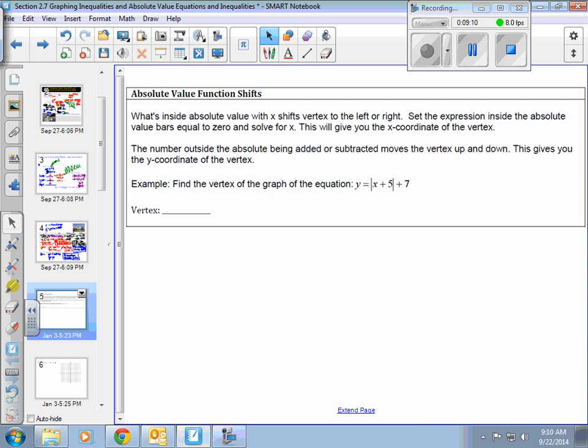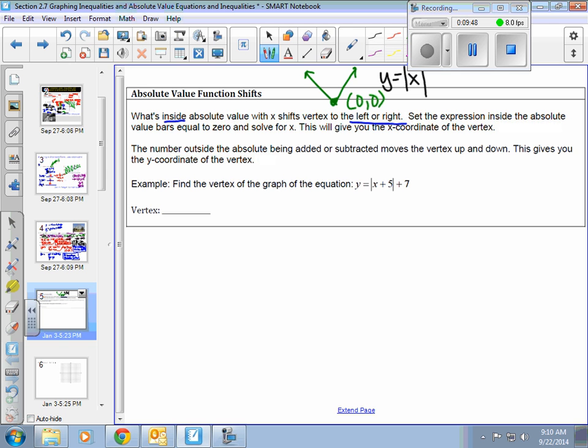So, absolute value function shifts. We talked about this briefly in one of our previous videos for section 2.6, but just to remember, absolute value looks like a V, and this is the vertex, and it always starts out at 0, 0. But sometimes we move it left or right, and then we make it skinnier or wider. So in general, this is what it looks like, and it's just the equation y equals the absolute value of x. What's inside the absolute value with x shifts it to the left or right.